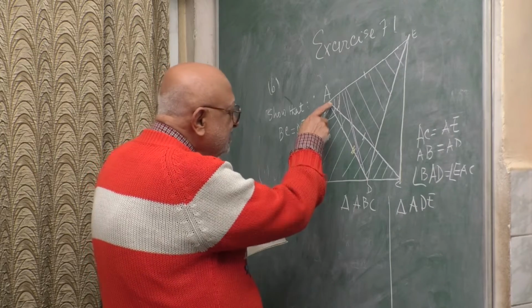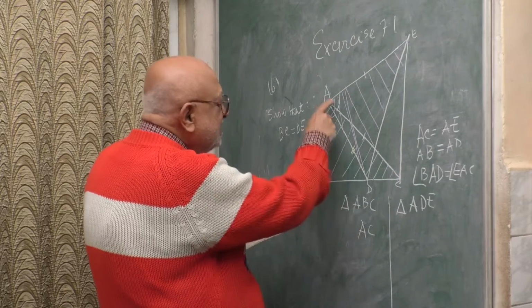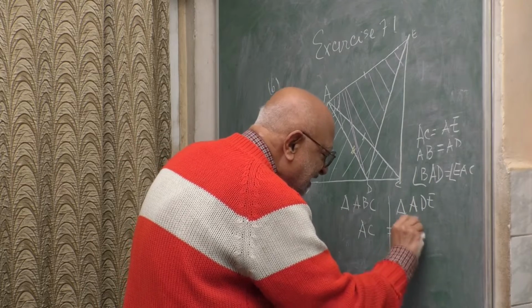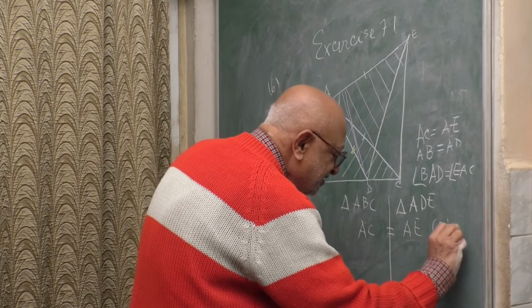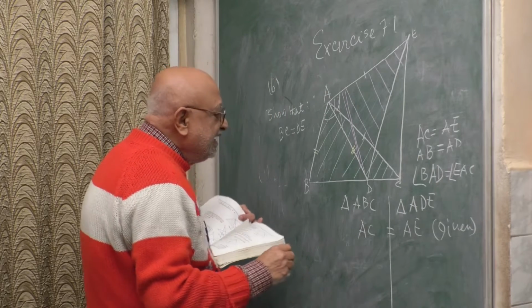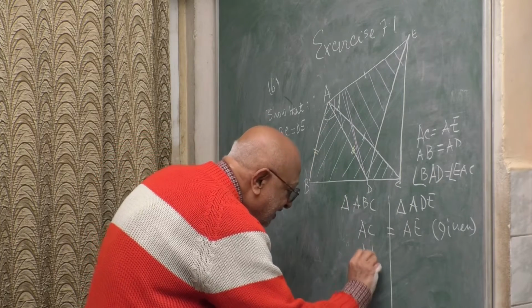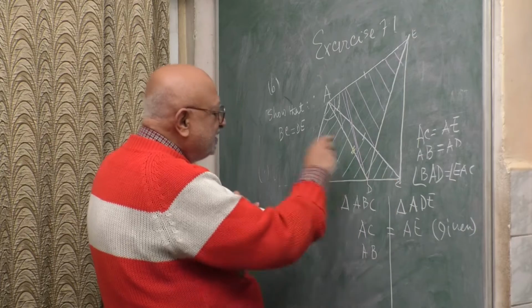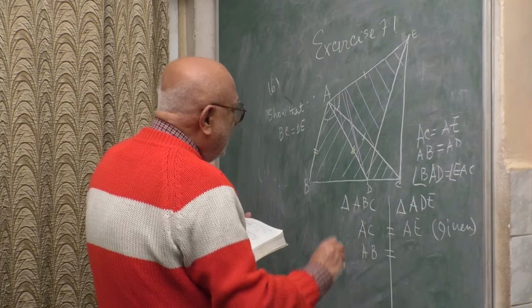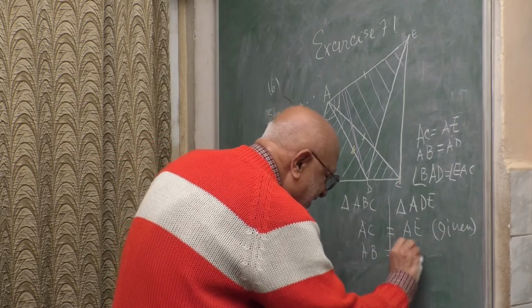Now, AC means what? This one. So AC is in ABC, and that is equal to AE, given. AE, this is given. Right? Okay. Secondly, AB is on this particular triangle, and another comes in. This is equal to AD.